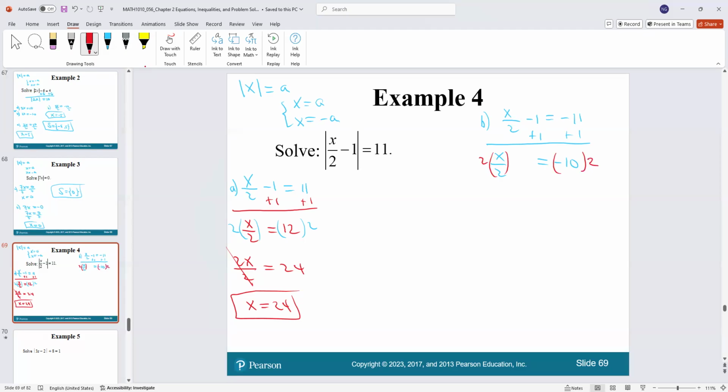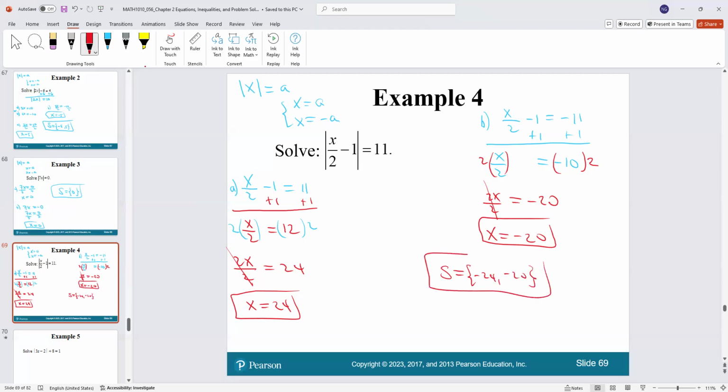We multiply by 2 from both sides. Now, it gives us 2x over 2 equal negative 20. So when we cancel this, 2x equal negative 20, second solution. So the solutions for this absolute value equation is x equal negative 24 and negative 20. I try to put the smallest number first.